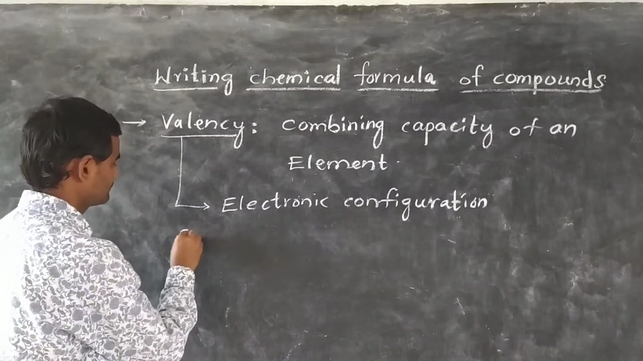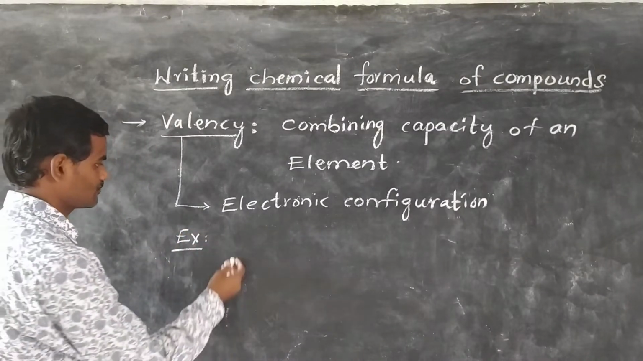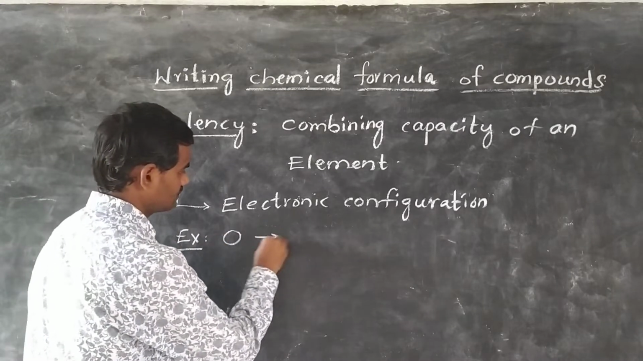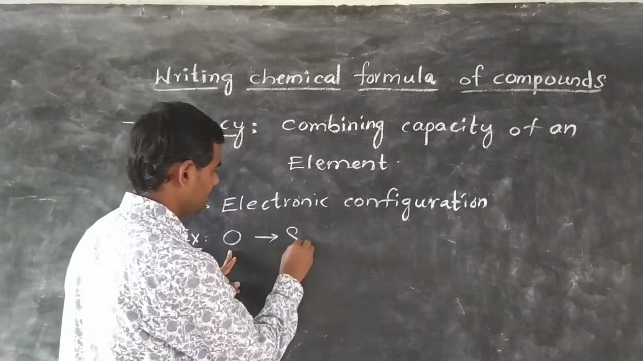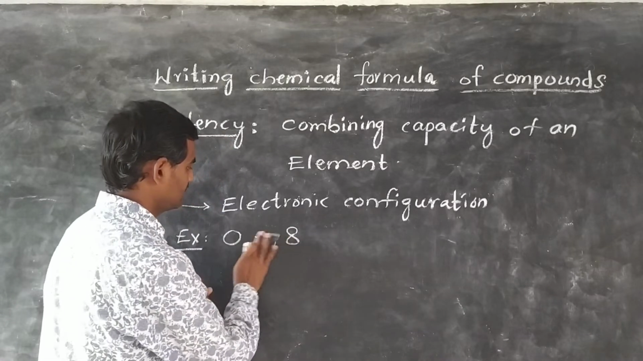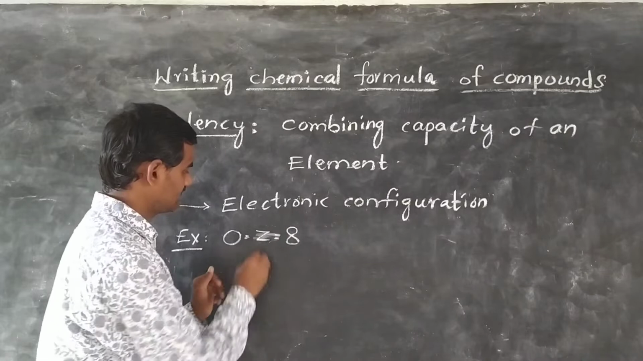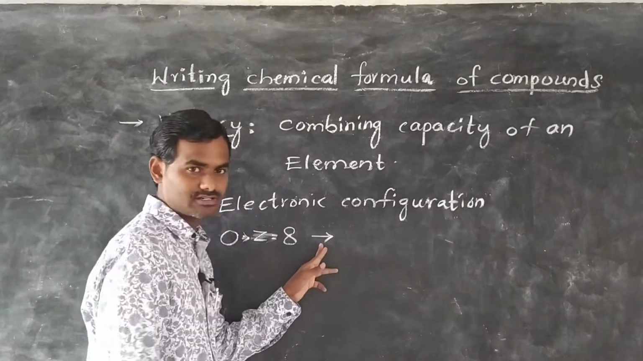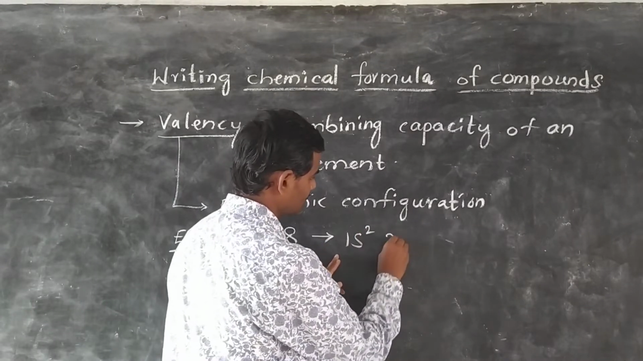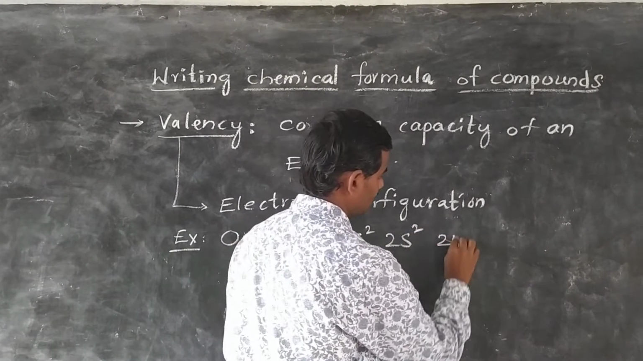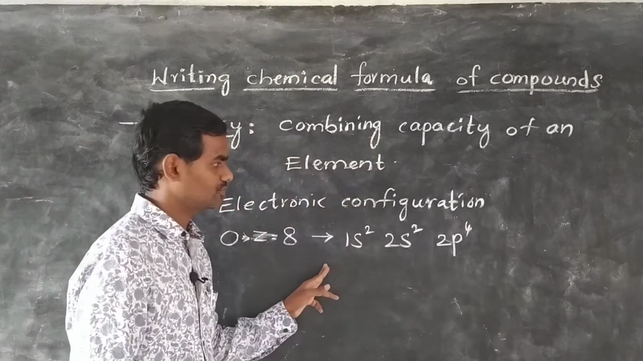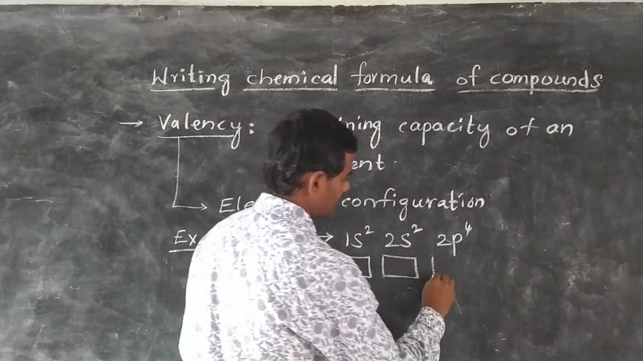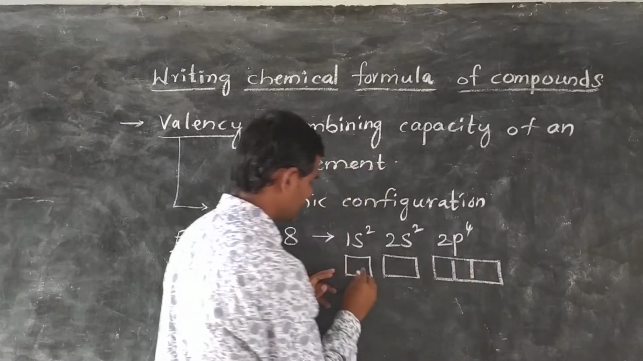For example, we will take oxygen. The atomic number of oxygen is 8. We write Z is equal to 8. The electronic configuration of oxygen is 1s2, 2s2 and 2p4. Here we will write the electronic configuration in box form so that we can understand easily.